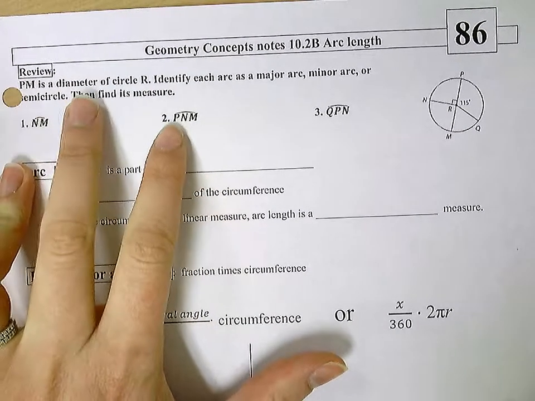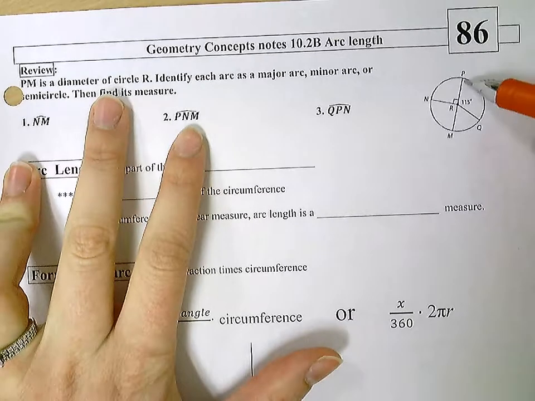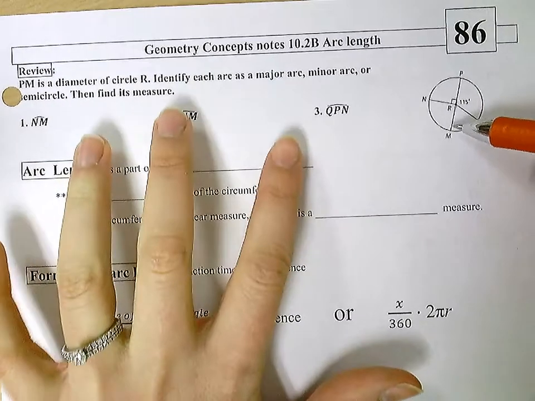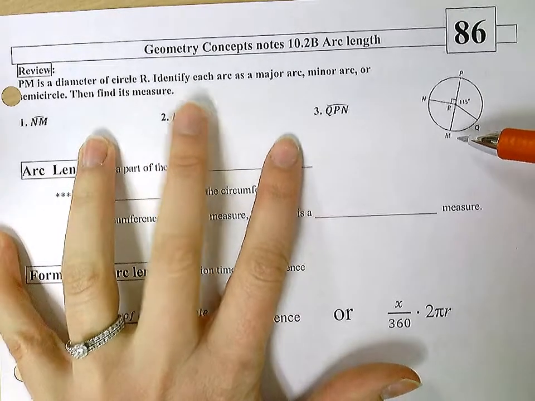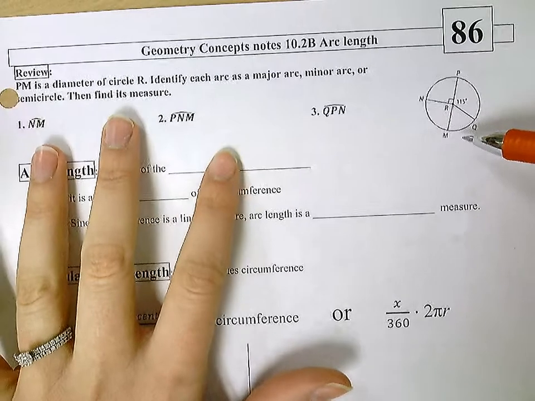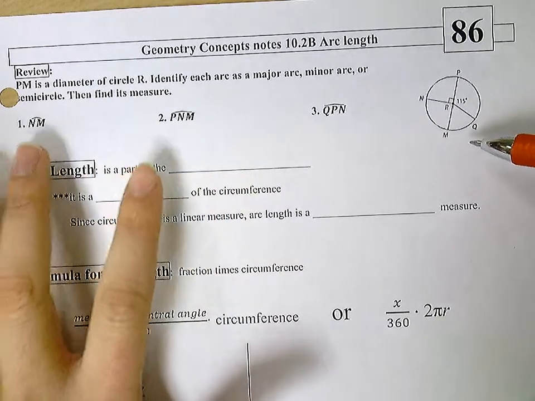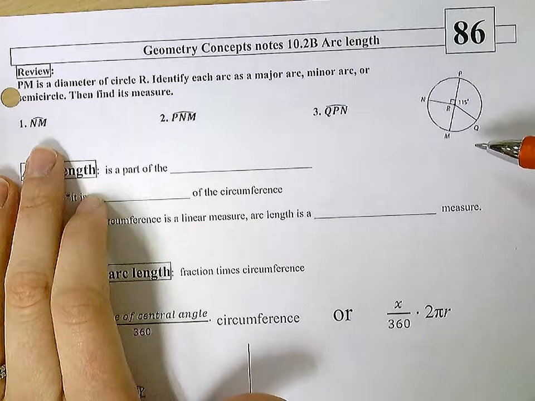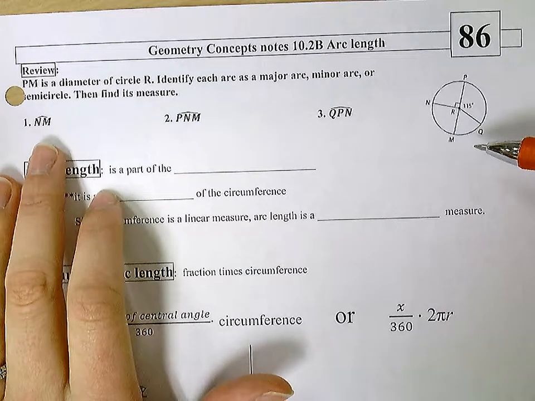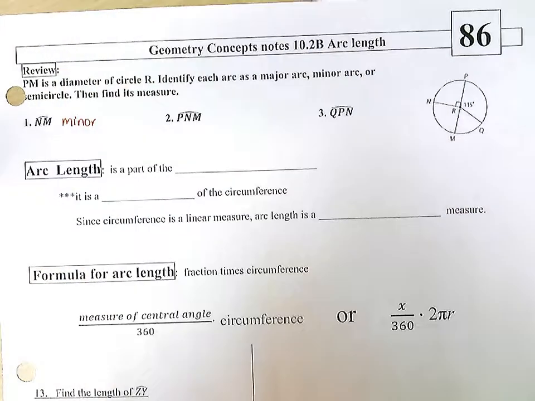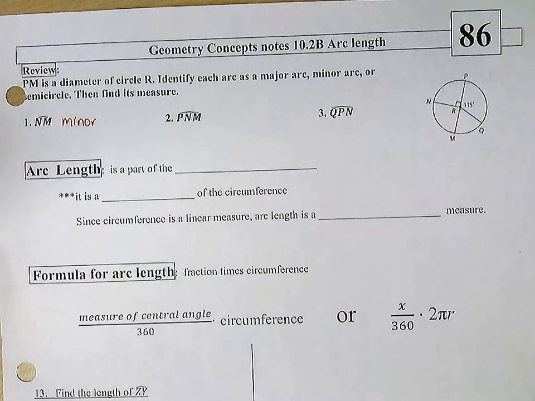So PM is the diameter of circle R. Okay, so PM right here is the diameter. We want to identify each as a major arc, minor arc, or a semicircle, and then find its measure. So number one, what does that have to be? Without even looking at the picture, what kind of arc is that? It's a minor arc. Okay, again, minor arcs are labeled with 2 letters.